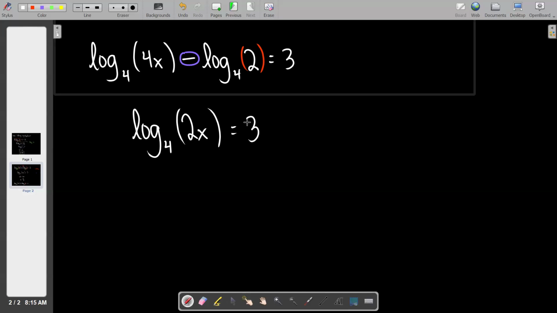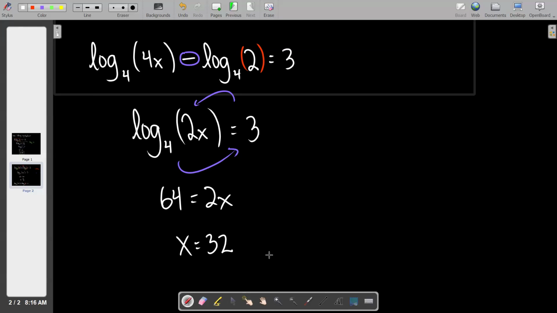Argument divided by argument equals condensed argument. And then we just hit it with the water cycle. So we're going to take 4 to the third equals that. So it's going to say 4 to the third, which is 64, equals 2x. So what does x equal? 32. Done.